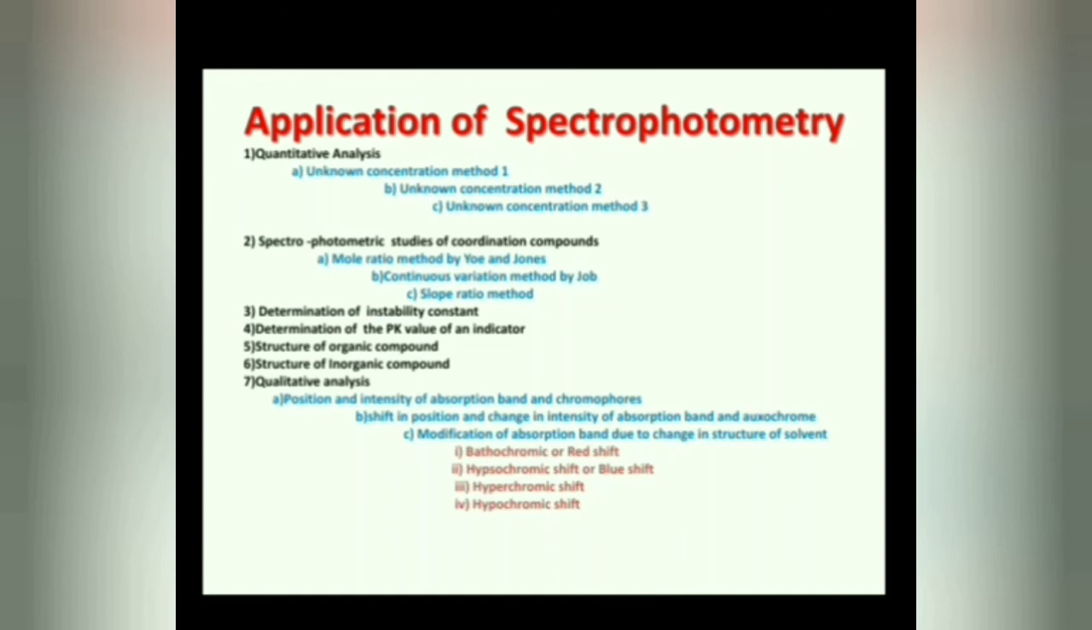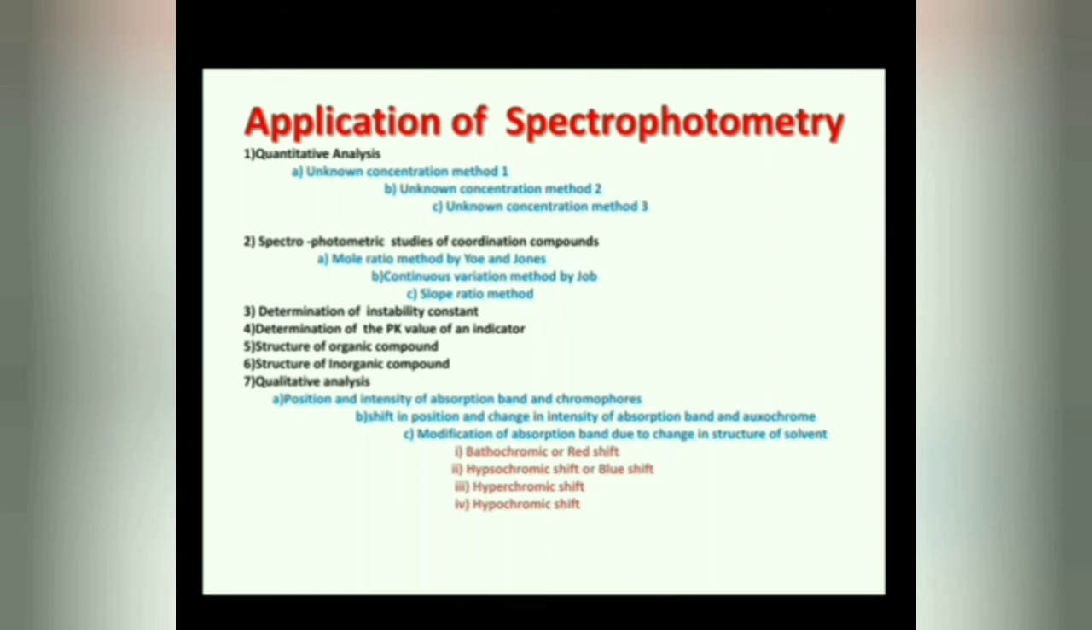Generally, the term chromophore is defined as any group in a molecule which exhibits absorption of electromagnetic radiation in the visible as well as ultraviolet region. Generally, there are two types of chromophores. The first one is the chromophore in which the group has pi electrons, and during absorption of radiation they undergo pi to pi star transition. For example, carbon-carbon double bond, carbon-carbon triple bond, then carbon-oxygen double bond, etc.